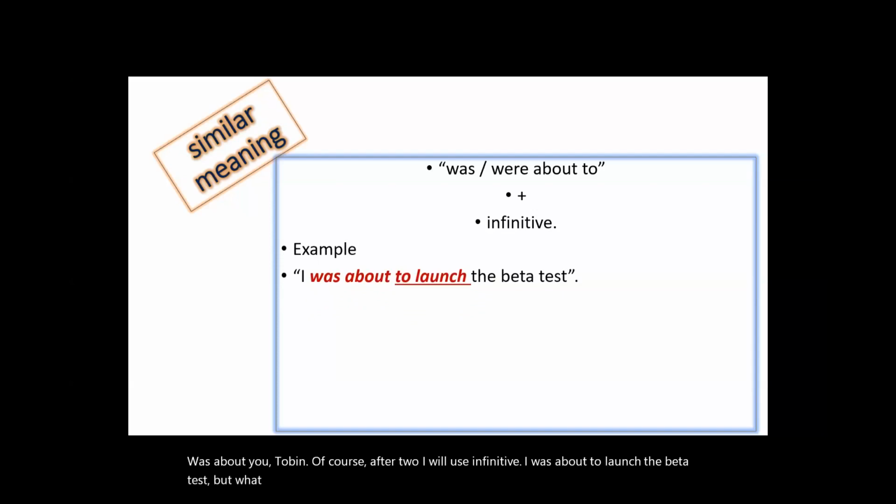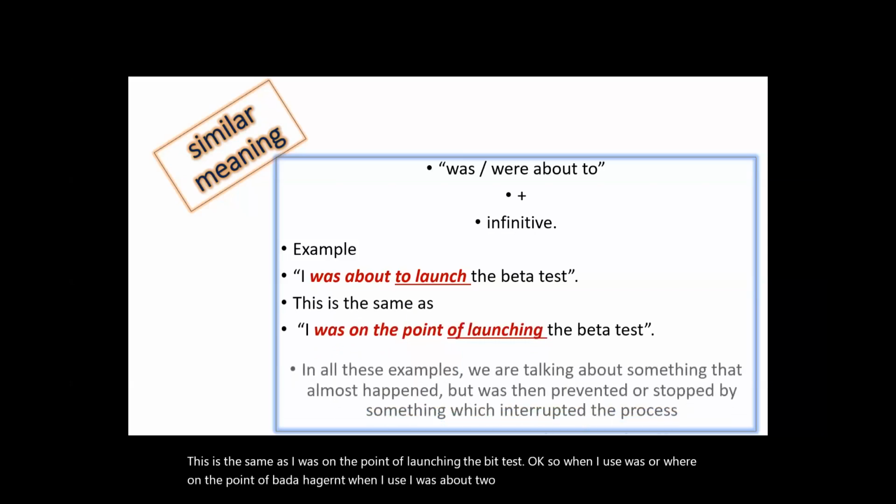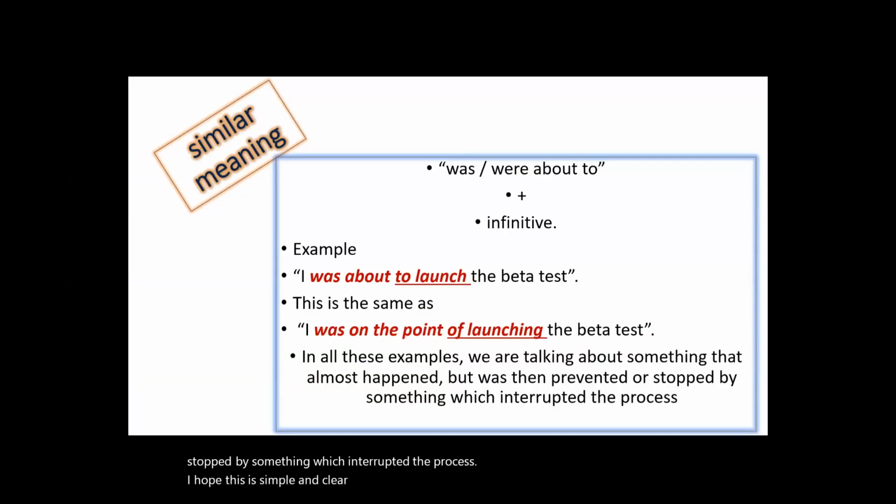We needed more users. This is the same as I was on the point of launching the beta test. So when I use was or were on the point of, بعدها gerund. When I use I was about to, بعدها infinitive. Okay, in all these examples we are talking about something that almost happened but was then prevented or stopped by something which interrupted the process. I hope this is simple and clear. Let's have a look at some exercises.